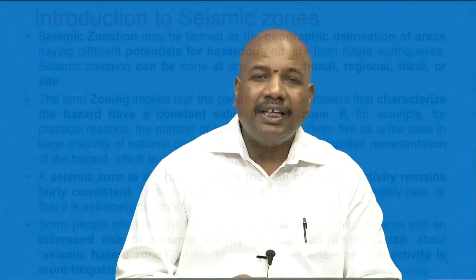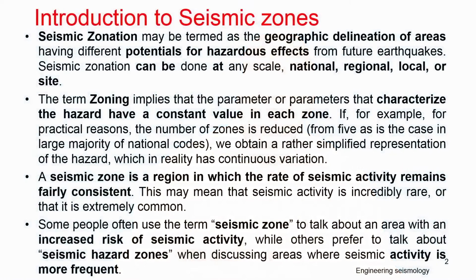As we said, zonation is basically the division of an area into parts that have a similar earthquake effect, considering all the aspects that can happen due to the earthquake. It is the geographical delineation of the area where all the earthquake effects are similar at a particular location. This can be done at different levels: we have seen macro level, micro level and nano level, depending upon the input you give and the scale you consider.